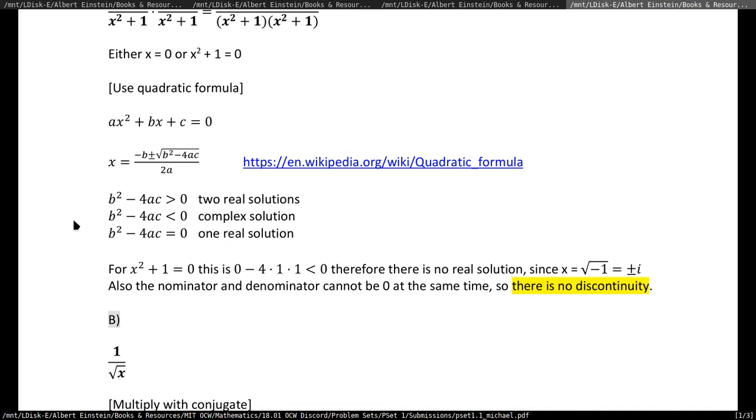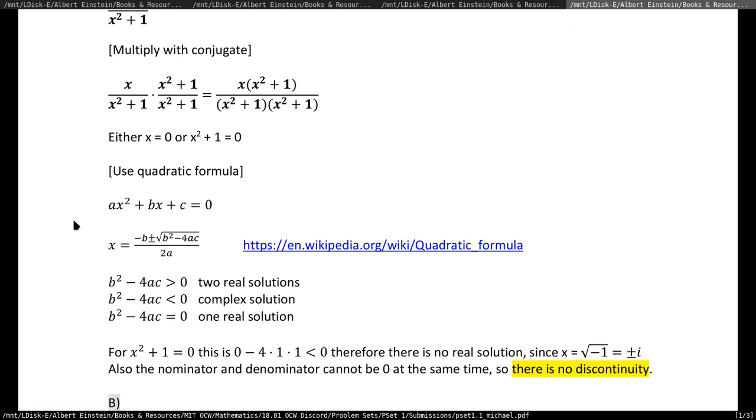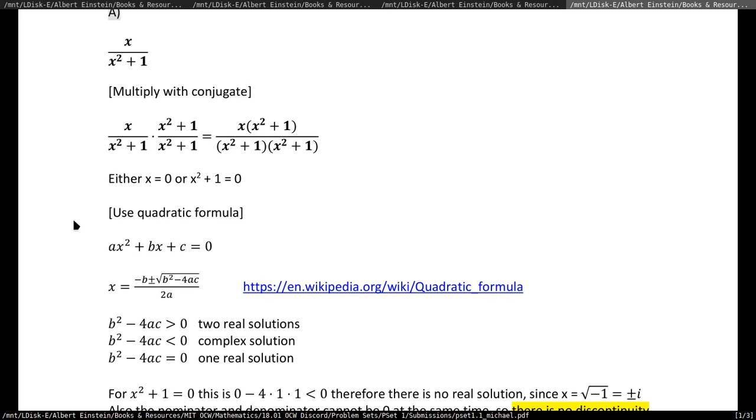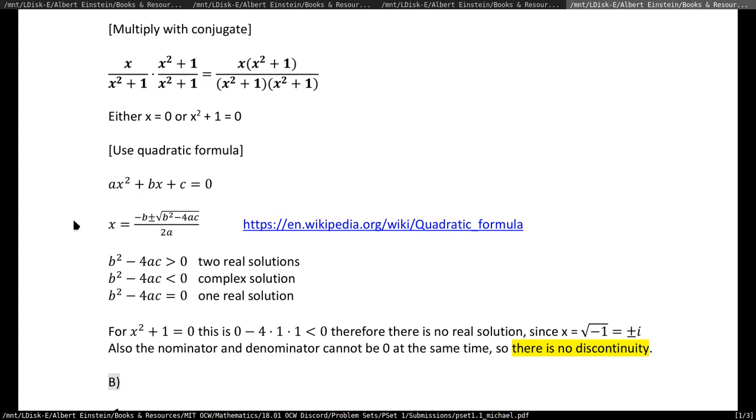For the first one though, it's pretty much the same. This is Michael's solution. He solves the quadratic, and he describes it in terms of the discriminant being positive, negative, or 0, which leads to real or complex solutions, right? Okay, that's what I did. Right, yeah.